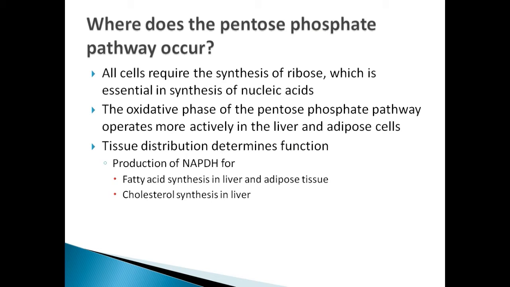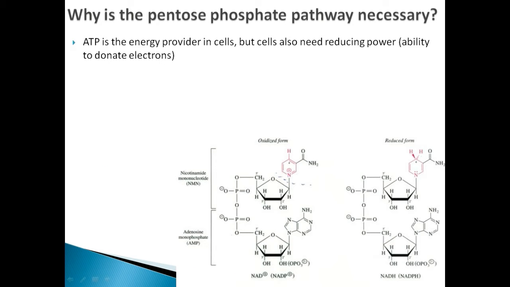Cholesterol is synthesized only in the liver, so that also takes quite a lot of reducing power, and it is not required in other cells in mammalian bodies. And for example, steroid hormone synthesis in adrenal glands, ovaries and testes also require NADPH, and this is of course not a requirement to produce NADPH for these purposes in most of the other cells within mammals.